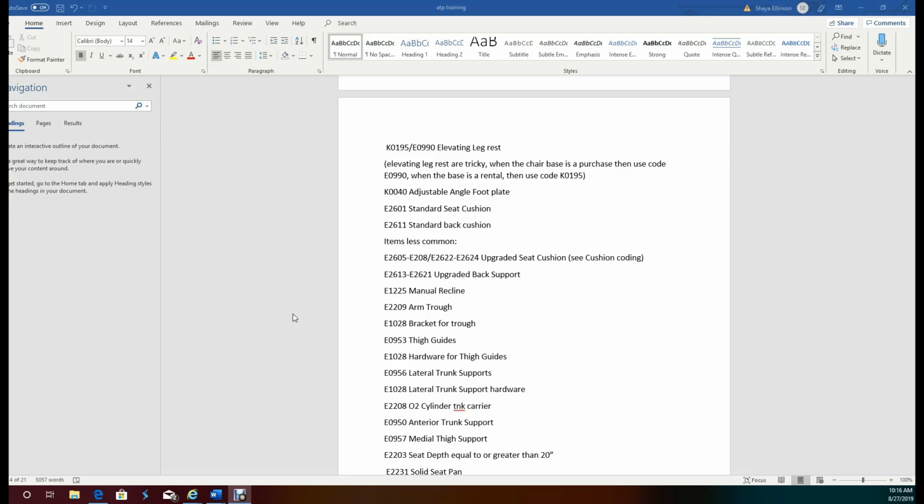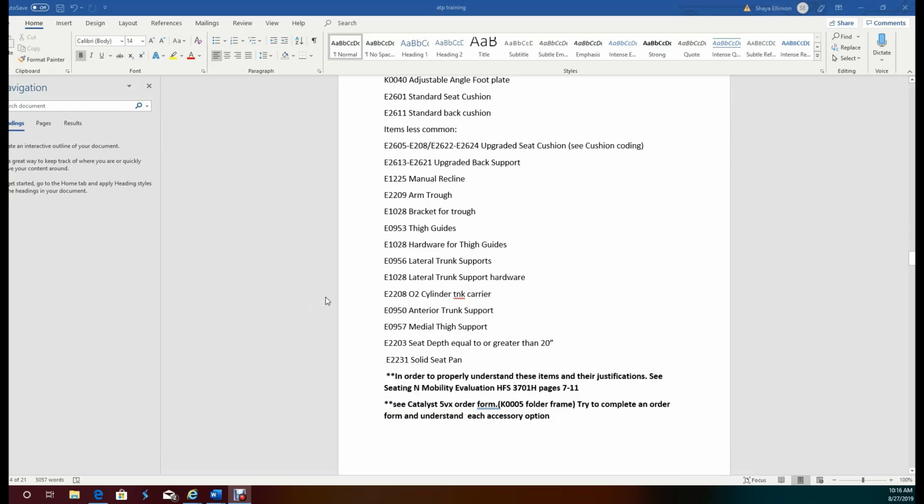Items less common, we have the E2605 to E2608. So E2605, 06, 07, 08, and then E2622, 23, 24, 25 as well. These are upgraded seat cushions, which we will get to in the next section about coding for seat cushions and what they mean. E2613 to E2621 are upgraded back supports. These back supports and seat cushions are diagnosis driven. Until now, we did not require anything that was diagnosis driven.